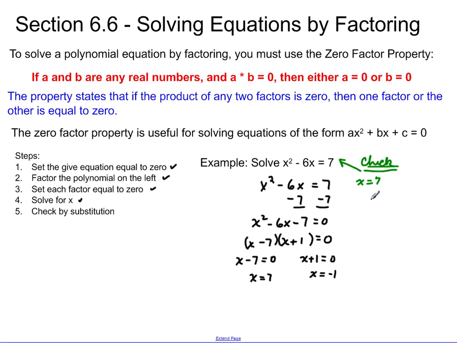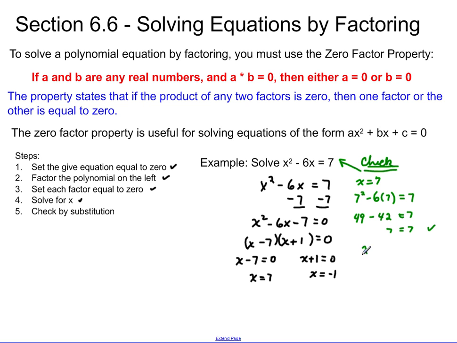If x is equal to 7, then 7 squared minus 6 times 7 should equal 7 as a result. And we know that 49 is the square of 7, and 6 times 7 is 42. And if we do the subtraction, we can certainly see that 49 minus 42 is equal to 7, and so that's true.